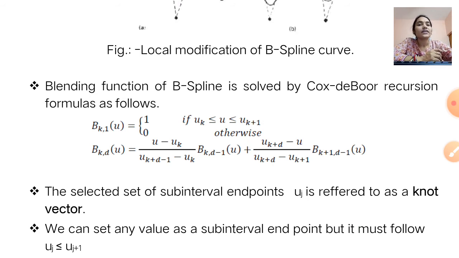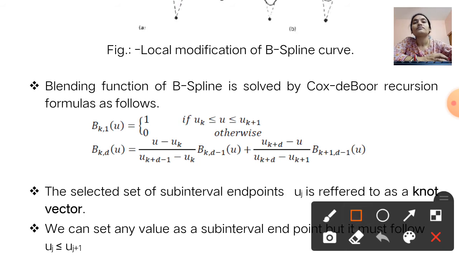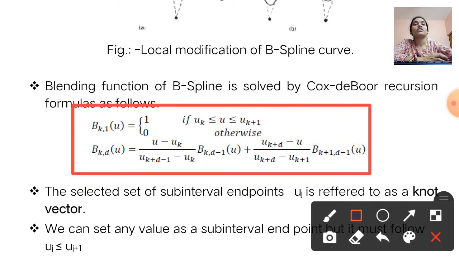Okay. That means here B_{k,d}(u) equals (u minus u_k) divided by (u_{k+d-1} minus u_k) into B_{k,d-1}(u), plus (u_{k+d} minus u) divided by (u_{k+d} minus u_{k+1}) into B_{k+1,d-1}(u). So all of you remember this formula. This is your Cox-de Boor recursion formula, which is used to solve the blending function of B-spline.